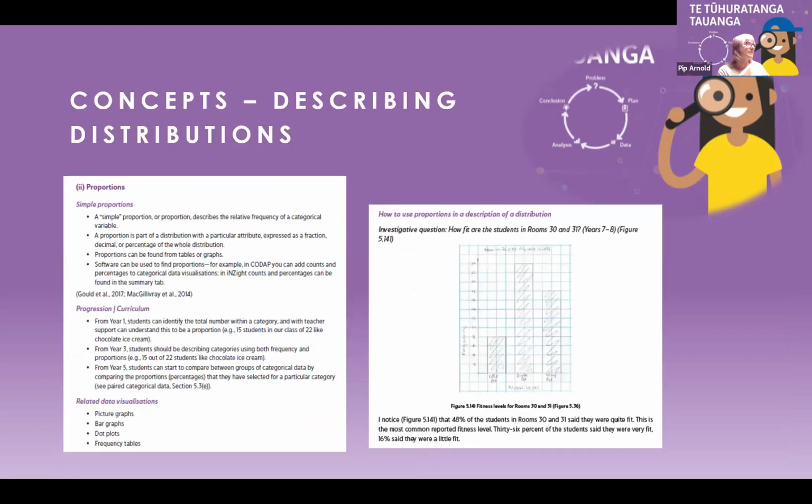So here's another example. This is a categorical example. So here you can see again, description about what proportions are, talk about the progression, and then what visualizations might help us. And then again, example of using the proportion. So investigative question, the graph, and the description. So that's all the way through that section of the book.